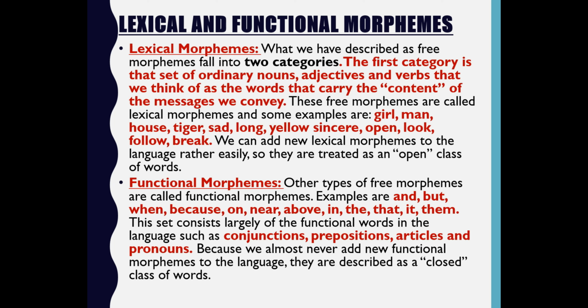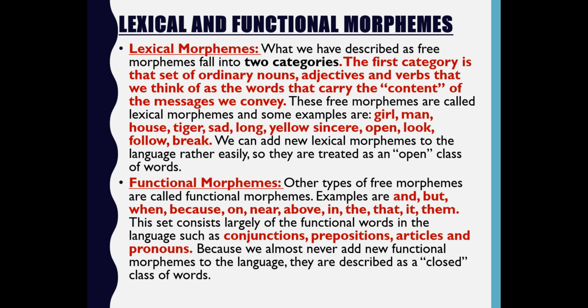طيب lexical morphemes are all nouns, adjectives, adverbs, and verbs that provide information. They carry the content of the messages we convey. These free morphemes are called lexical morphemes, and some examples are أي كلمة content بقى اللي هي nouns, verbs, adjectives, adverbs. Girl, man, house, tiger, sad, long, yellow, sincere, open, look, follow, break. These are all words which provide real pieces of information.